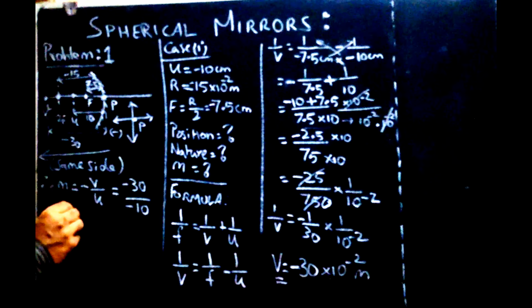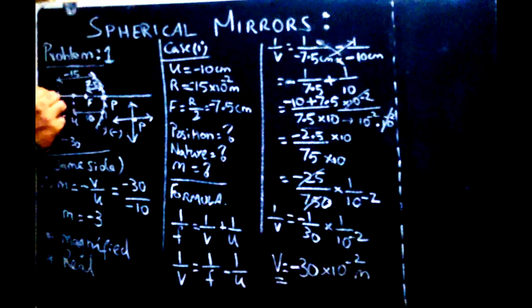So it is minus 30 by minus 10. Getting cancelled, you get it as 3. Already a negative sign is here, so you're getting it as minus 3. So minus minus minus will be getting cancelled. From this you can tell that it is 3, therefore it is magnified.